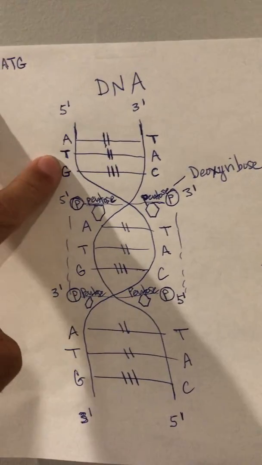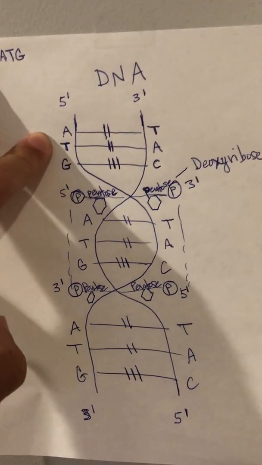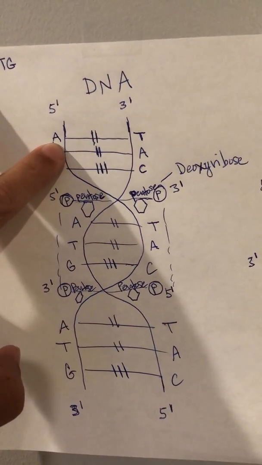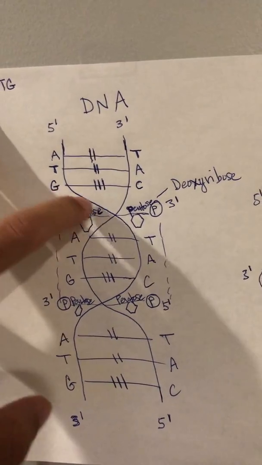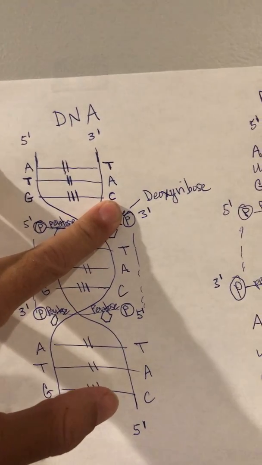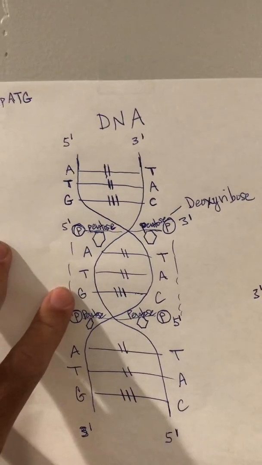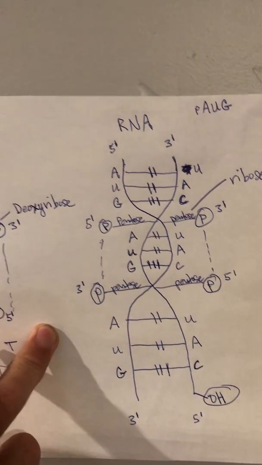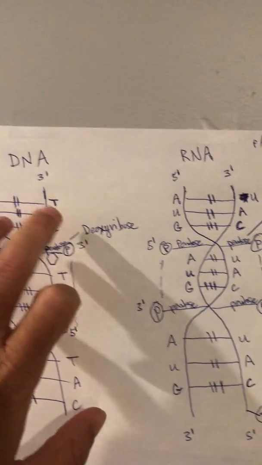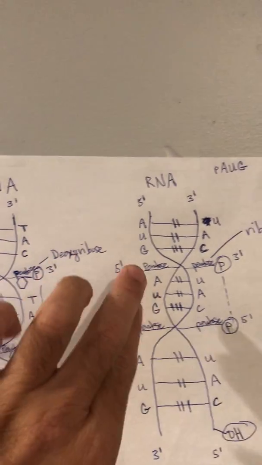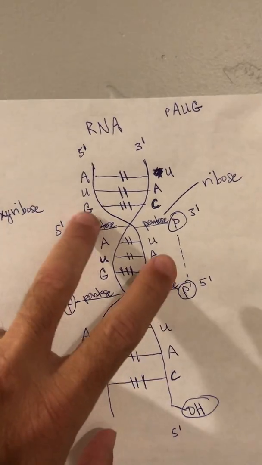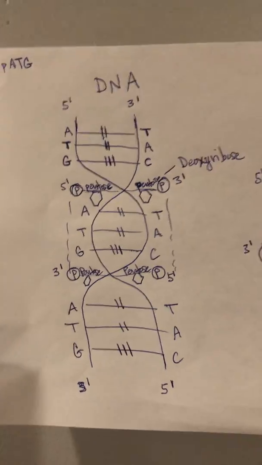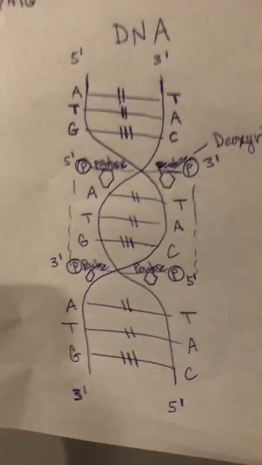The bases that make up the individual nucleotides are adenine, thymine, guanine, and cytosine for DNA, right? The main difference with RNA, which I'll get to in a minute, is they have the same except for thymine. RNA does not have thymine, and it instead has uracil. So that's the main difference in the bases between the two.